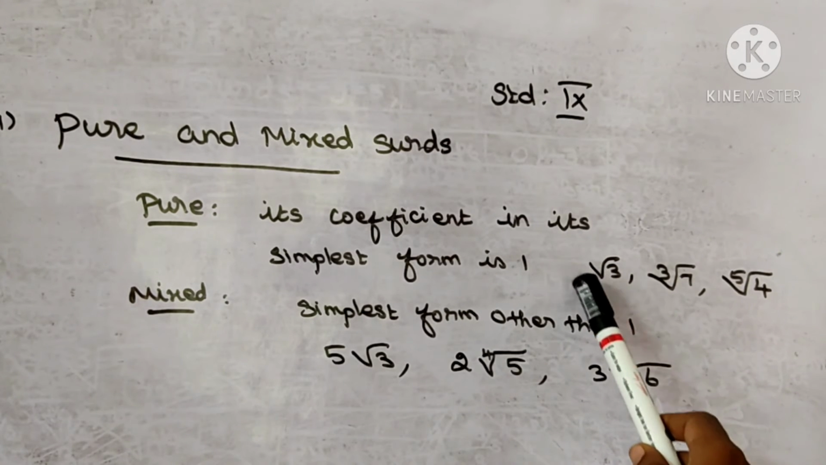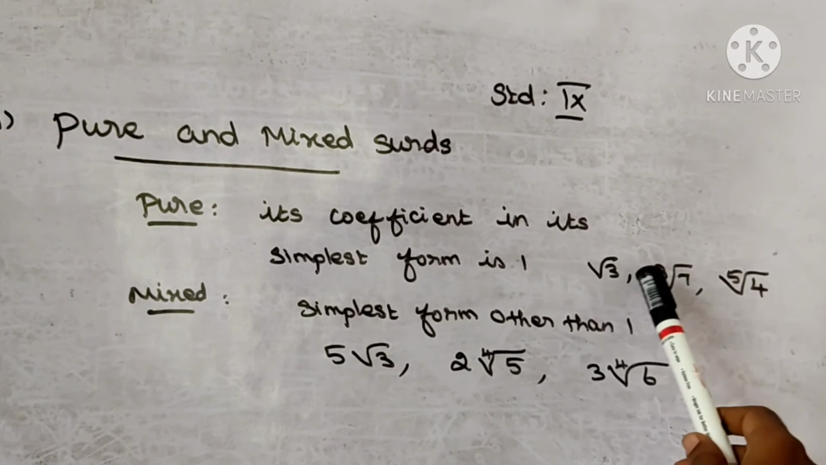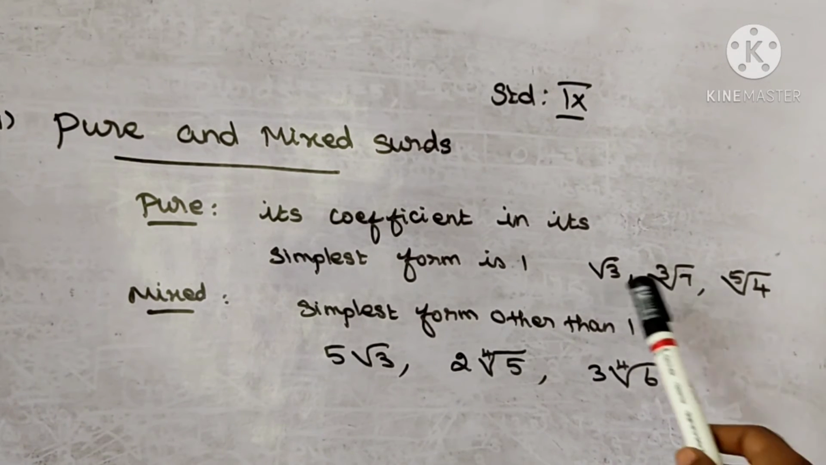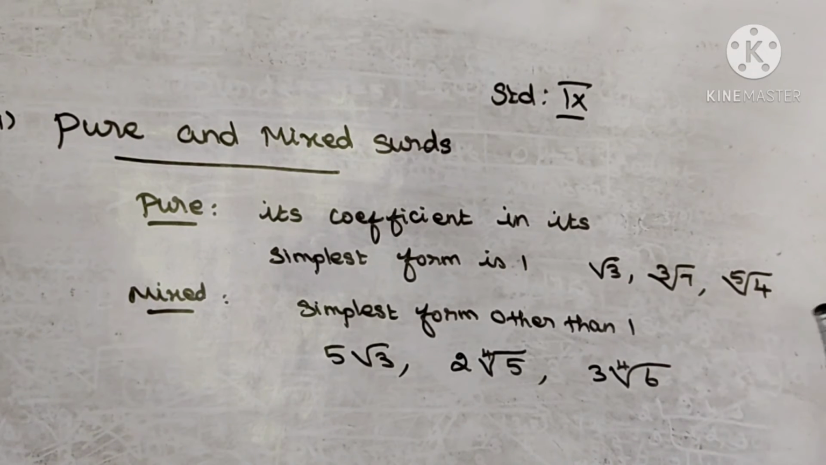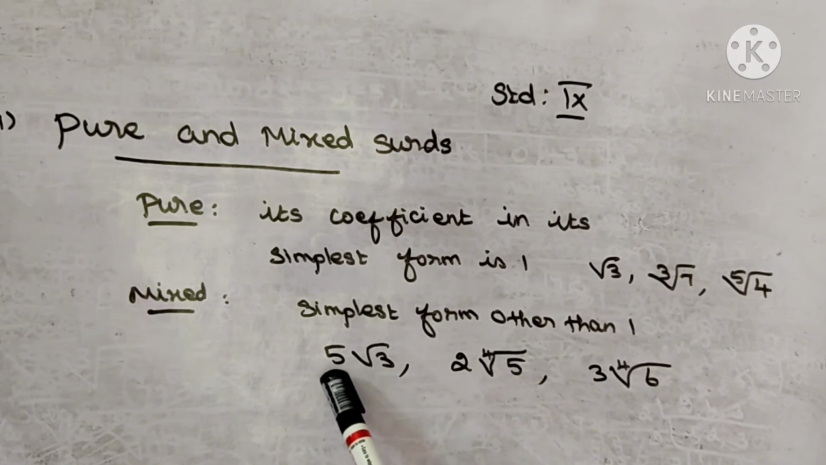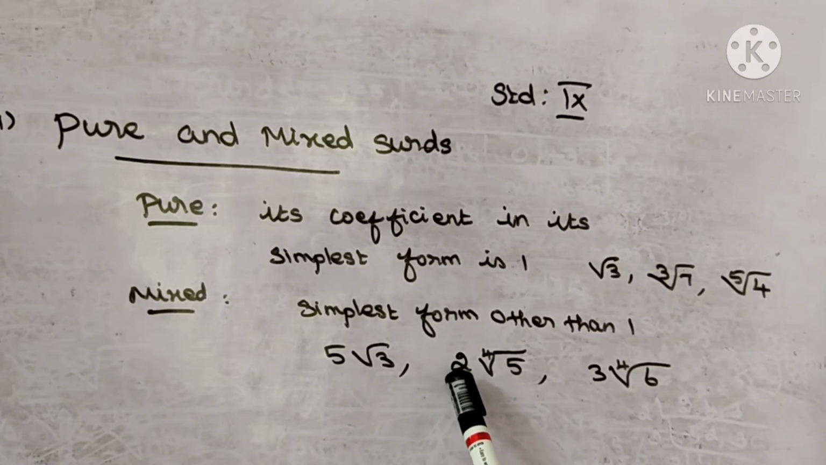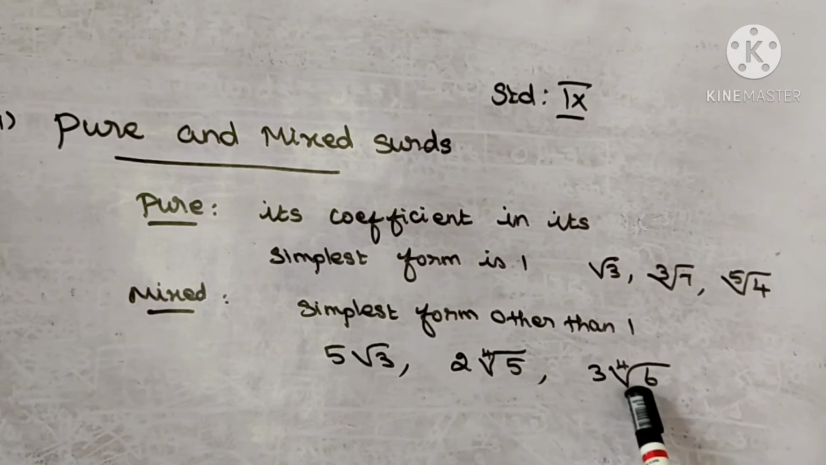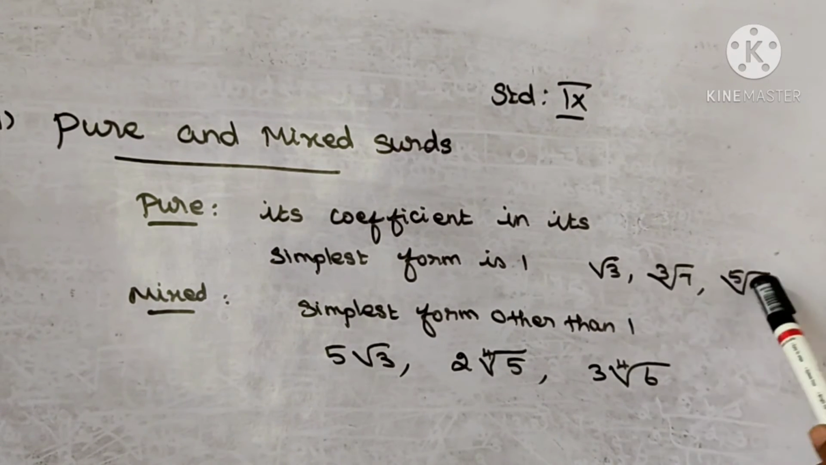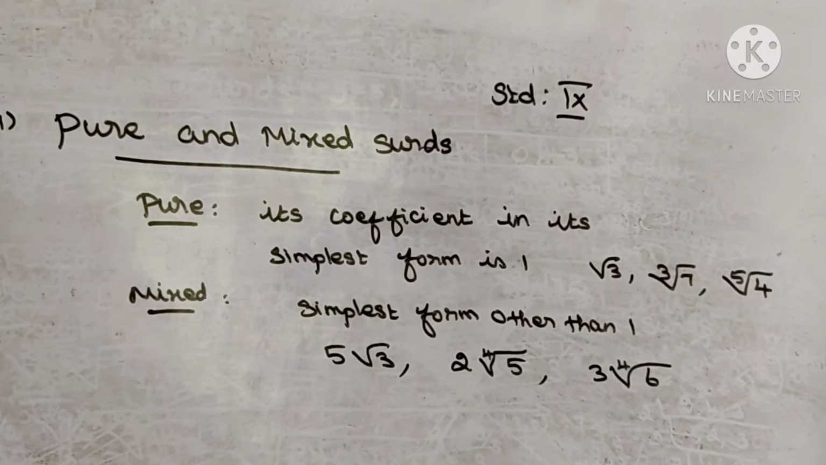Here the coefficient in its simplest form is 1. The number in front of this root is 1, and here also 1. So these are the types of pure surds. A mixed surd is one whose coefficient in its simplest form is other than 1. Here the root has 5, this root has 2, and here 3 is given. So this type is mixed surds, and this type is pure surds.